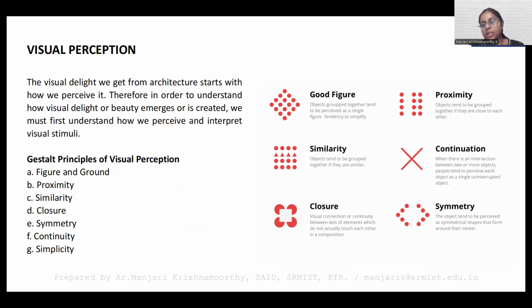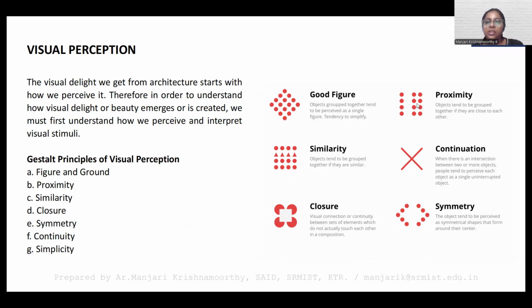So we are going to study something called Gestalt's theory. This Gestalt's theory is basically for us to understand what exactly visual perception is. How does it help us understand how visual delight or beauty emerges and is created, where you can see first we interpret the visual stimuli. So here in Gestalt's principles, you can see figure and ground, proximity, similarity, closure, symmetry, continuity, and simplicity.